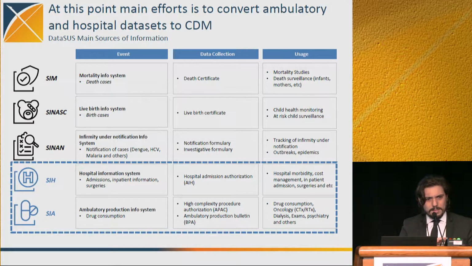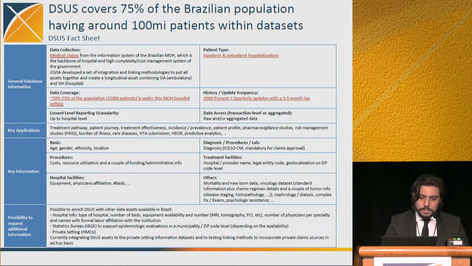So there are 5 main information systems: mortality; birth, where we have information on children and mothers; notification information systems, like vaccinations, dengue, HIV, this kind of information; and the 2 main ones, the hospital information system and the ambulatory information system. They're not integrated. So we're going to start with the ambulatory system, and then we're going to move to the hospital information system.